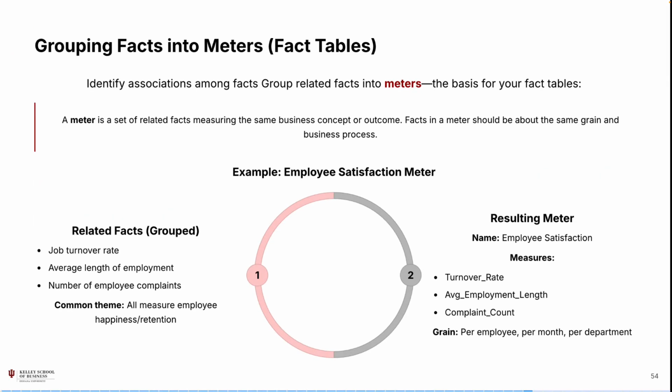An important step is now we group the related facts into meters, which become the basis of our fact table. A meter here is a set of related facts measuring the same business context or outcome, and all share the same grain in the business process. For the employee satisfaction meter, we can have job turnover rate, average length of employment, number of employee complaints. The common theme here is they all measure employee happiness or retention. The related meter here will be employee satisfaction, 3 measurements: turnover, employment length, complaint count.